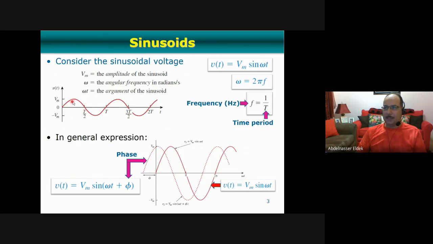So this signal here is described by this function. It is V of t equals Vm, which is the maximum amplitude, sine omega t. And we can also have something called phase here. We can add a phase, positive or negative. So if we have a phi, for example, in general this is how it looks: V of t equals Vm sine omega t plus or minus phi.